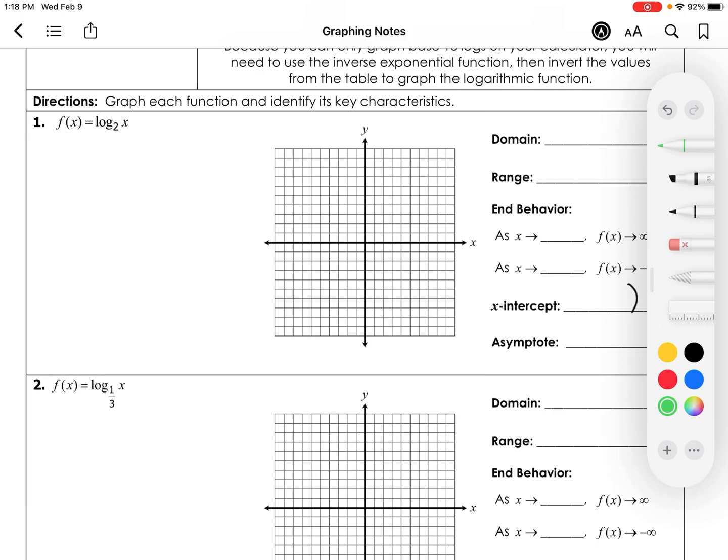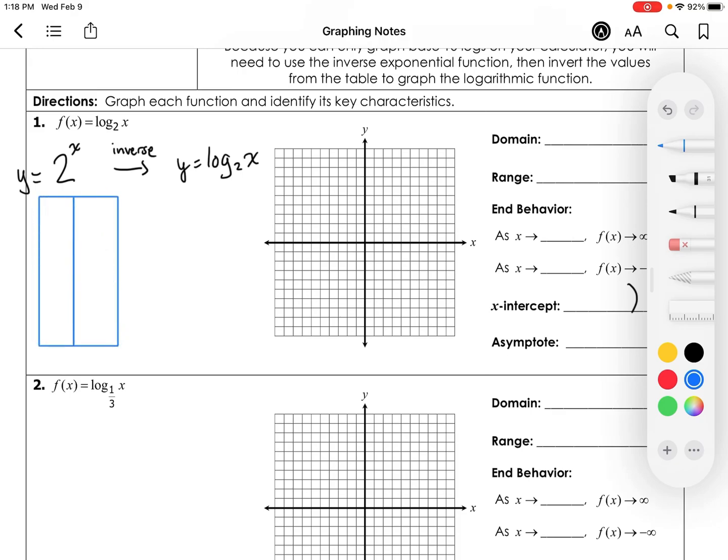Let's graph log base 2 of x. To graph this, I'm going to first graph y equals 2 raised to the x, and then doing the inverse, switching the x and the y, will allow me to then graph the weird log base 2 of x. Because I think it's a lot easier to find your ordered pairs of the exponential 2 raised to the x instead of just doing the log base 2 and graphing that.